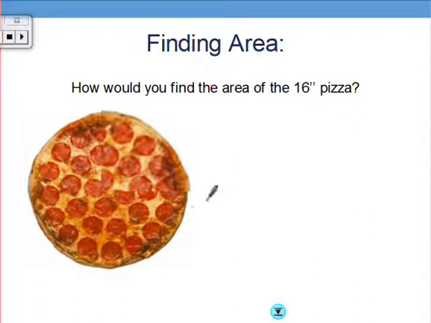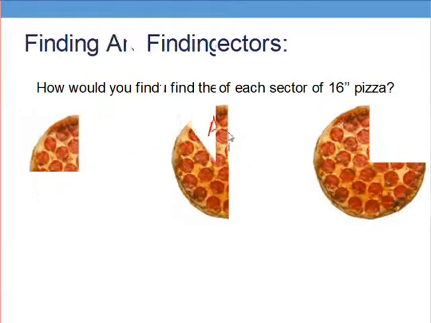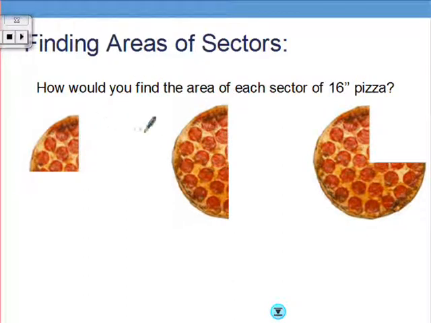So how would you find the area of the 16-inch pizza, right? We know that's pi r squared. So the area equals pi r squared. The radius, if it's a 16-inch pizza, from here to here is 16, so this part's 8. So the area is 64 pi, right? So finding the areas of sectors, how would you find the area of each sector of a 16-inch pizza? Well, if we know the whole thing, this is just 1/4 of the area, this is just 1/2 of the area, and this is 3/4 of the area.